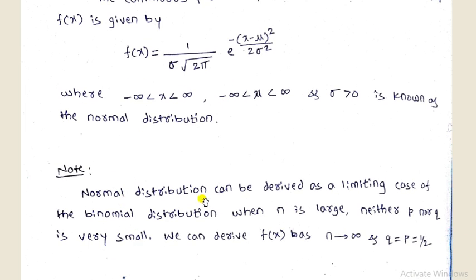In normal distribution, the value of n is very large and the probability of success P and probability of failure Q are very small, or we can say that P and Q are equal, 50-50, that is 1 by 2 and 1 by 2, and n value is large, meaning it is equal to infinity.